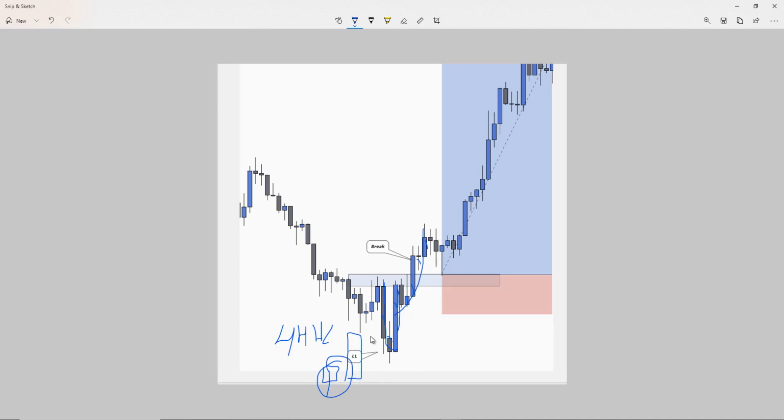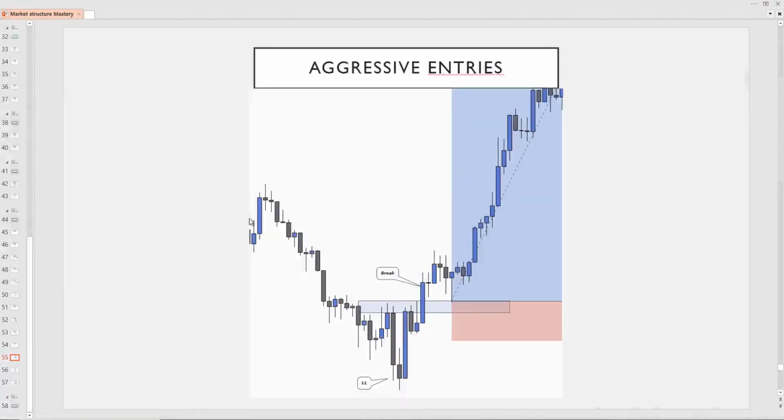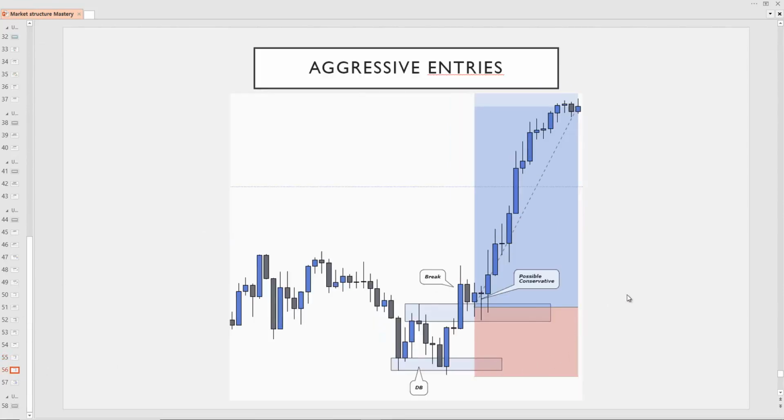And then you have that pullback, which actually the market creates a pullback to create that wick, and then potentially we start to skyrocket to the upside. Okay, so really hope that makes sense, and you can see how everything is starting to build up so far. Let's have a look at another example right there.